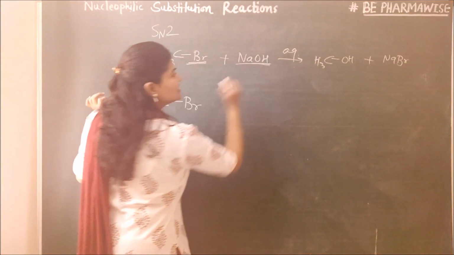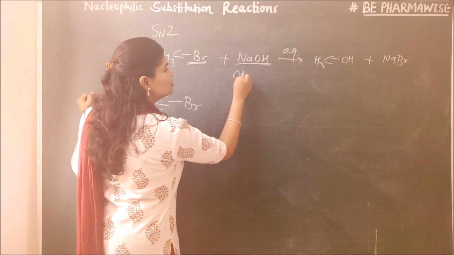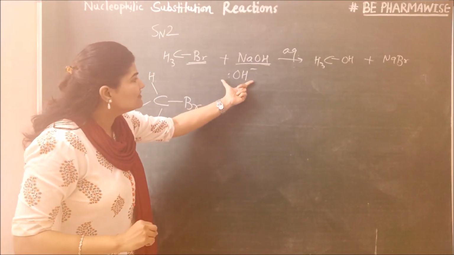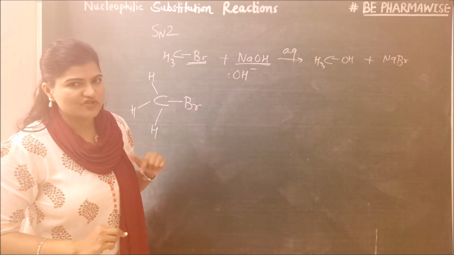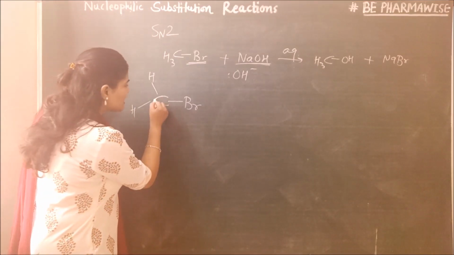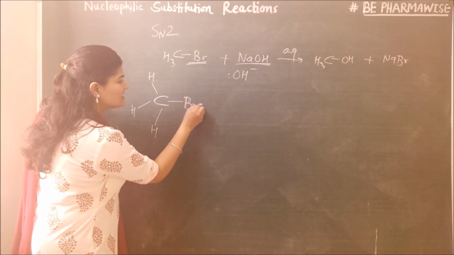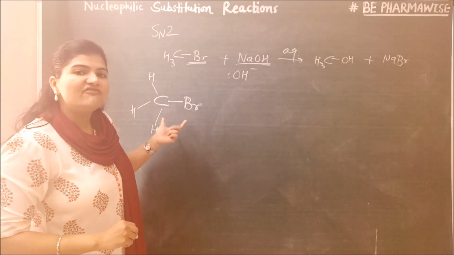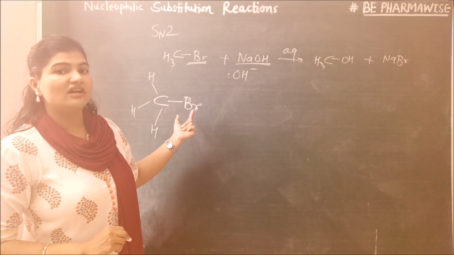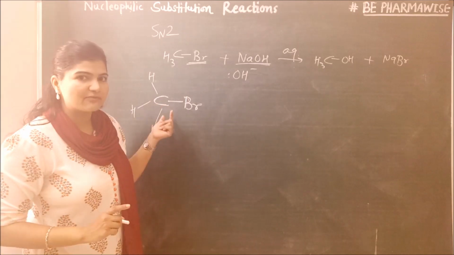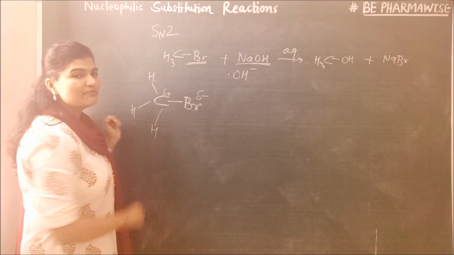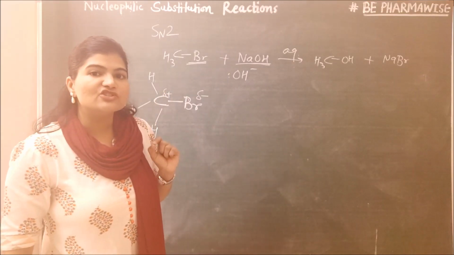Now who is the reagent? NaOH is the reagent, which means who is the nucleophile? OH minus is the nucleophile. Now this nucleophile has to attack the substrate. First look at the substrate molecule. You will find the carbon-bromine bond is a highly polar bond because of the difference in electronegativities. Bromine is a halogen atom and it has higher electronegativity than carbon. So automatically it will acquire a partial negative charge and carbon will be partially positive, which means it is electron deficient.